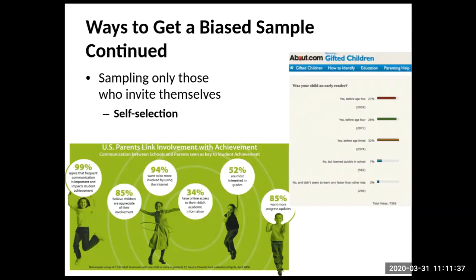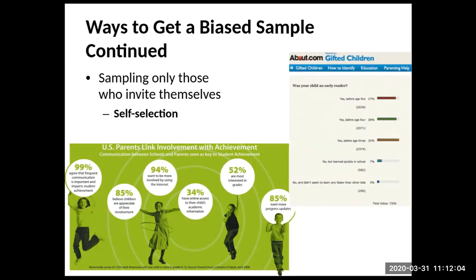C would be very eager to answer this poll and be counted in this, right? Oh yeah, my kid's gifted and I definitely want to take part in this. People whose child is at a normal pace and maybe hasn't read before age 5, the "no, and didn't want to learn any faster," or "no, but learn quickly," are a much smaller percentage represented in this poll than the top 3. Why is that?